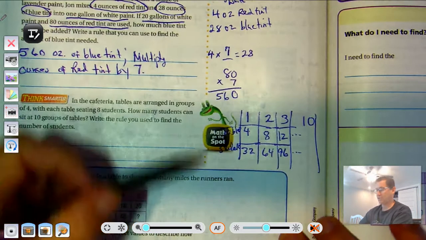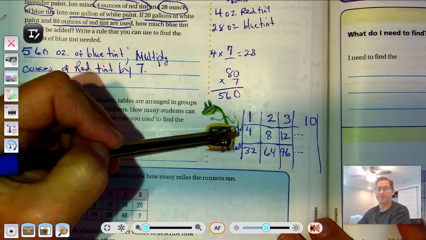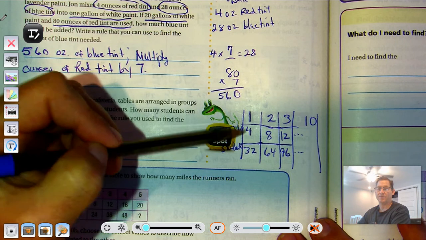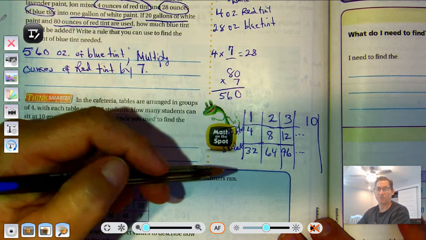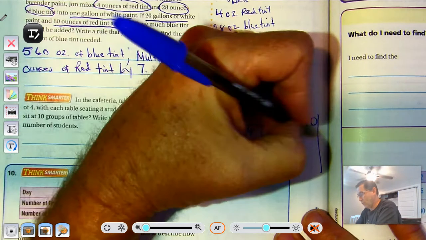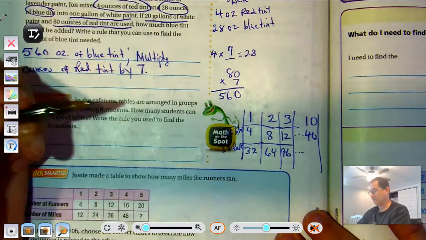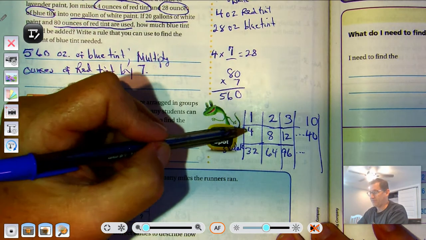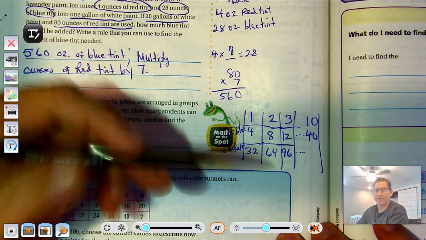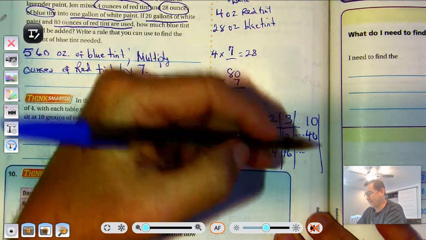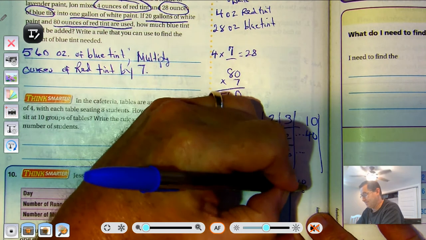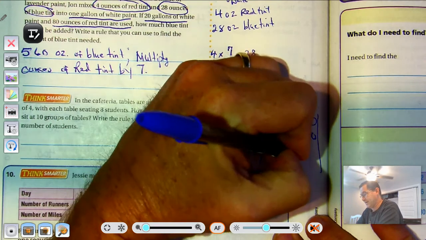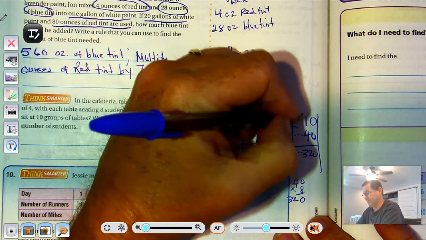So what is the relationship? For every group, I multiply the number of groups by 4 to get the number of tables. So 10 times 4, I'd have 40 tables. And then what's the relationship between the number of tables and students? Well, it's 8 per table. So 40 times 8, 320 students.